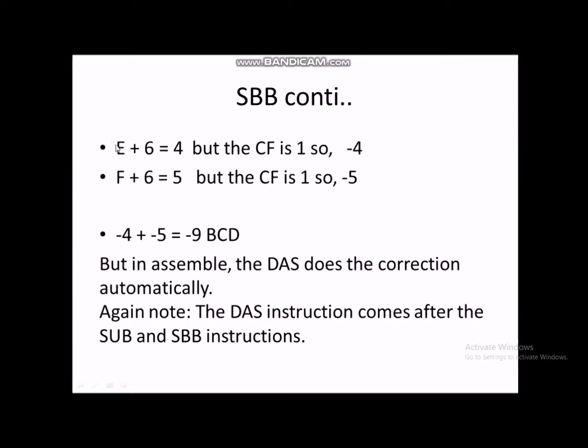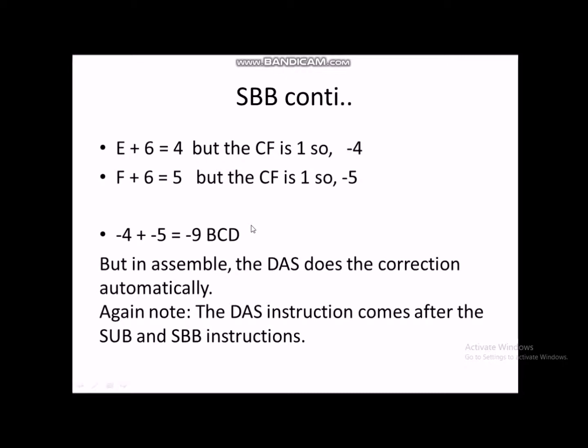But since during the addition of the 6 to A and 6 to F, we had a carry, we can indicate this with a minus and a minus here. So if we add these two numbers now, we have minus 9, which is the BCD equivalence of the result, which was actually what we were expecting. But in assembly, the DAS does this correction automatically.